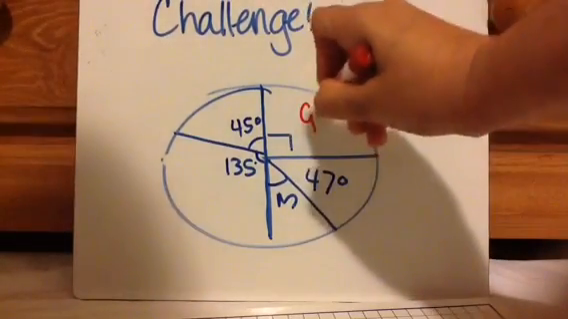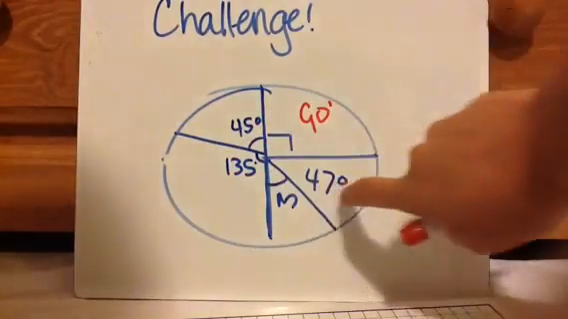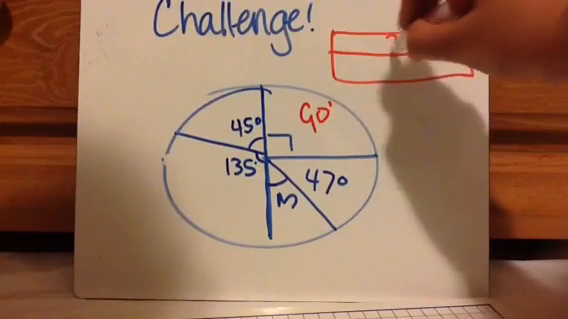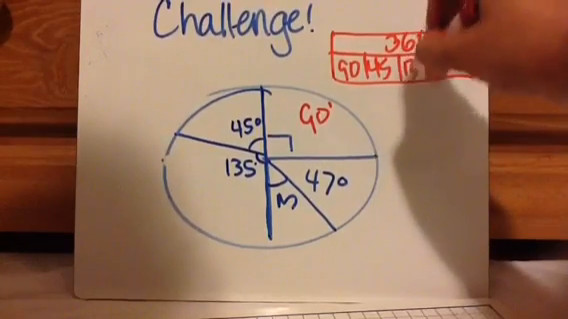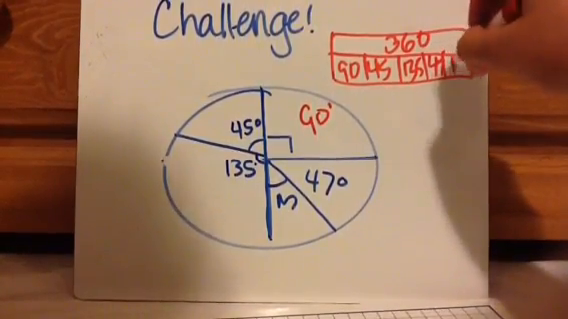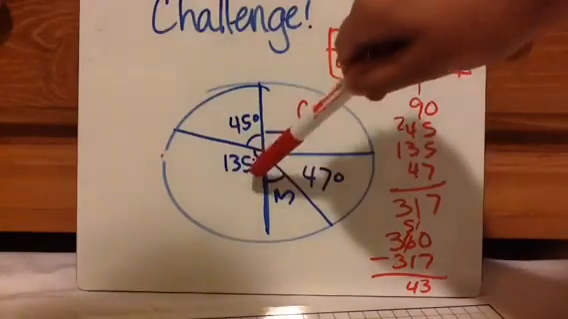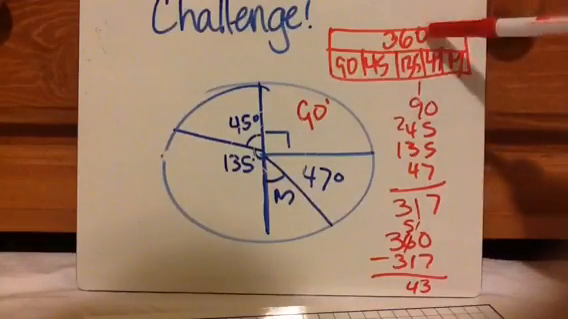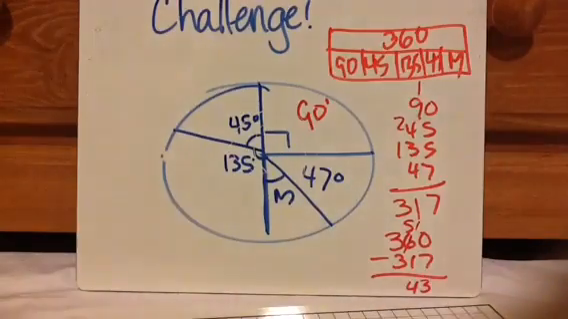So I know that this is 90. So all I have to do is add 90 plus 45 plus 135 plus 47. So the entire thing is 360. So like I said, add 90 plus 45 plus 135 plus 47, and that's going to give you 317 degrees. And then I'm going to subtract it from 360 because the whole thing is 360. So 360 minus 317 equals 43 degrees. So that missing piece, angle M, is 43 degrees.